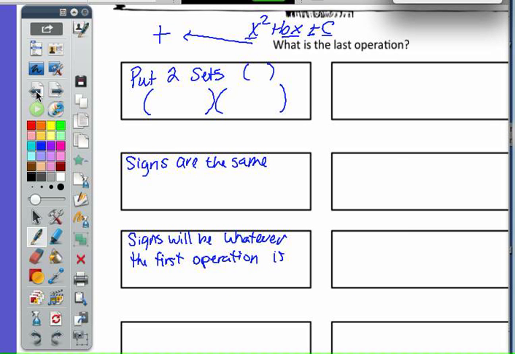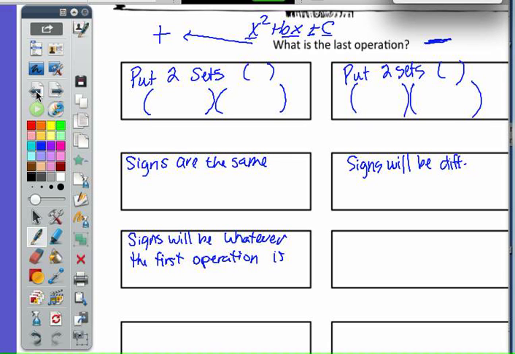Okay? So what is my last operation? If my last operation is subtraction, here are all the choices that we're going to have to make, and they're going to look somewhat the same. Put 2 sets of parentheses. This time, in order to multiply and get a negative, my signs are going to be different. So 1 plus, 1 minus.